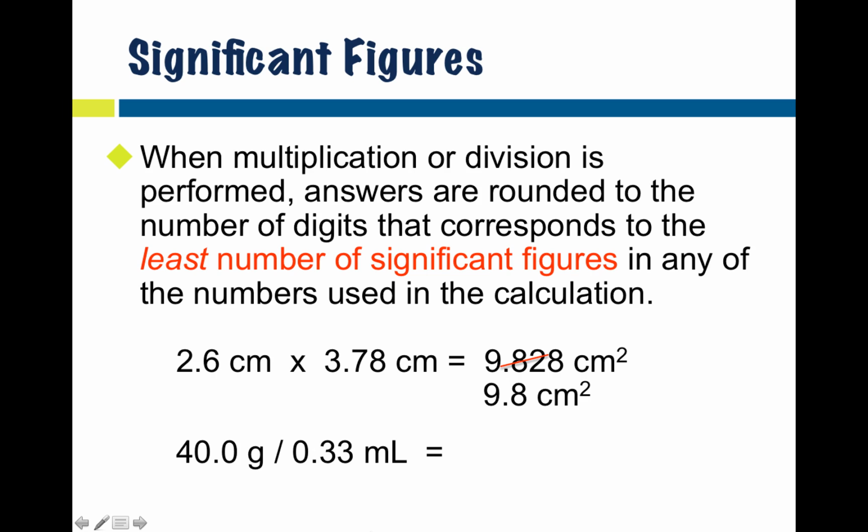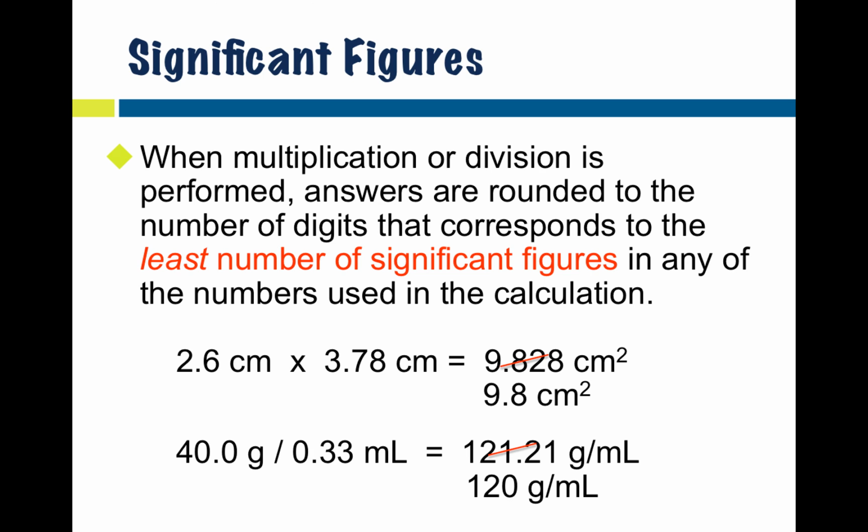40.0 grams divided by 0.33 milliliters. All right, this guy right here, 40.0, has 3 sig figs. 0.33 has 2 sig figs. So when we do our math, our answer can only have 2 sig figs. Plug and chug in the calculator. 121.21 grams per milliliter. We need to round this to something that has 2 sig figs. So we're going to round it to 120 grams per milliliter. Remember, this 0 is not significant because there's no decimal place.